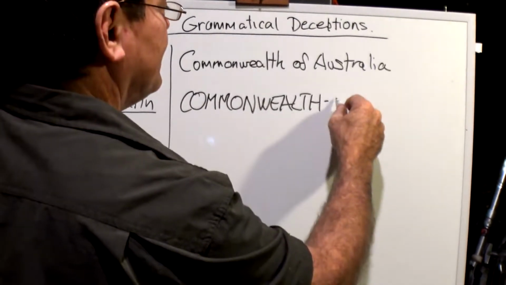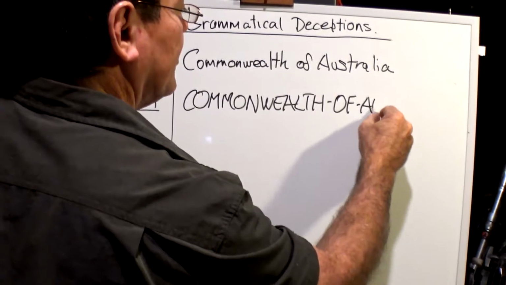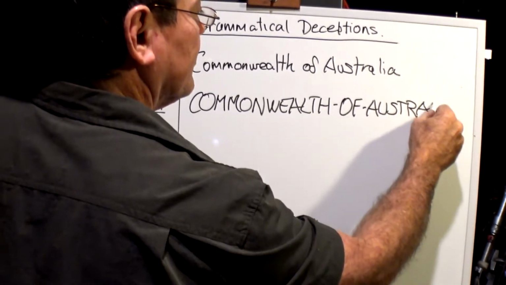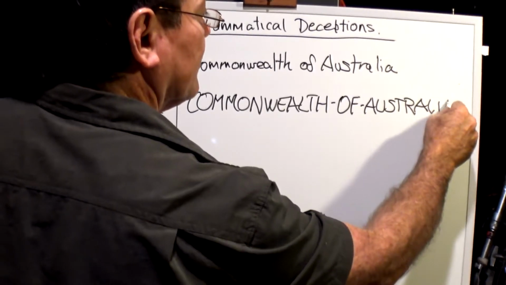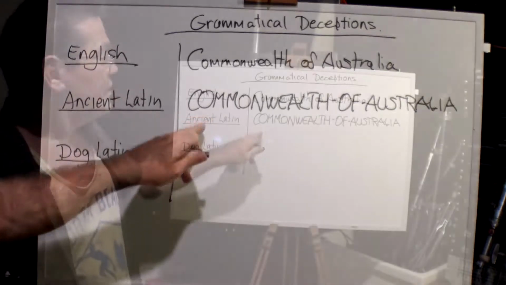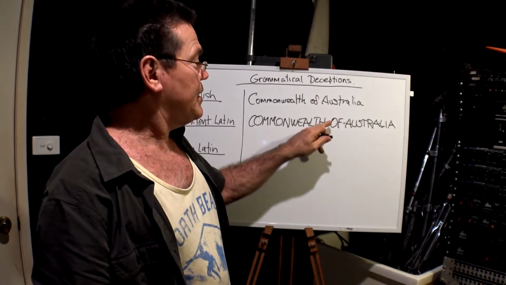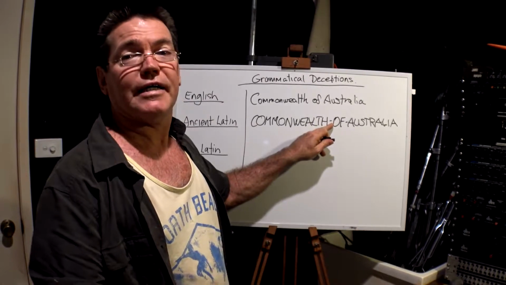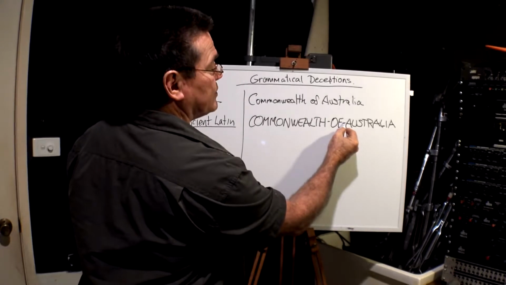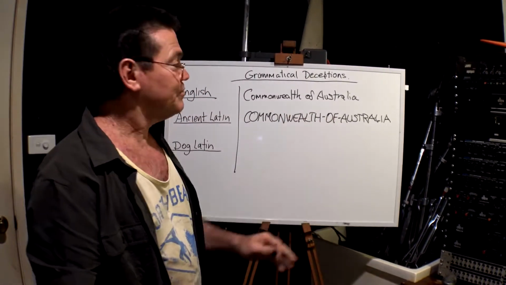Hyphen. That's an L there. Commonwealth of Australia, written in an ancient Latin style text. And we have here the 2 hyphens in between the 3 words.